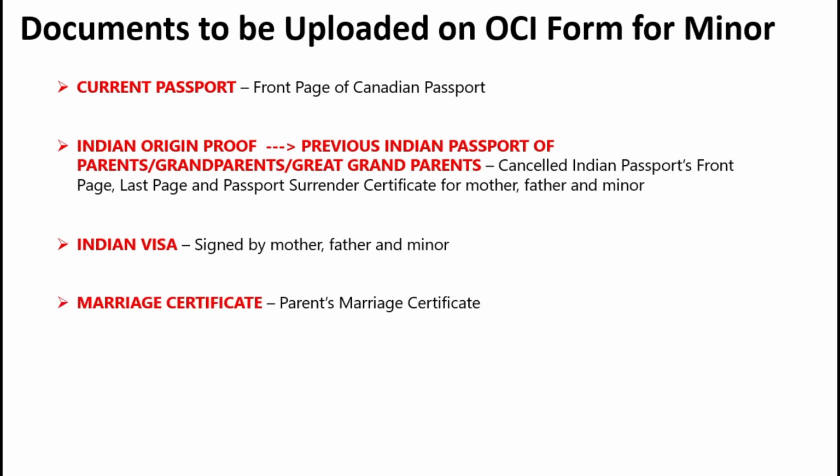Under marriage certificate category, you need to upload parents' marriage certificate. And under relationship certificate, you need to upload the minor's birth certificate, which will clearly show the name of the minor as well as the name of both the parents. Let me show you how you can download the mandatory declaration.